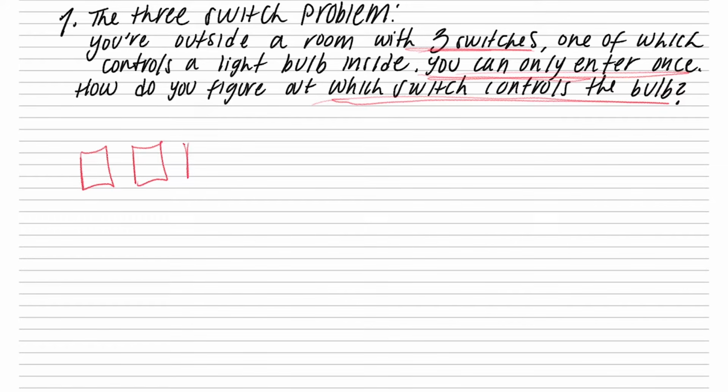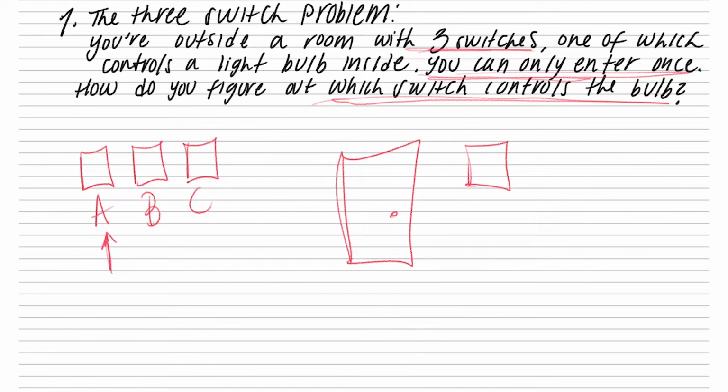So the 3 switches outside and the 1 switch inside the room. Just imagine that's a door. So we're gonna name this switch A, switch B, switch C. So like I said before, I'm gonna try every switch. I'm gonna turn on switch A first, then I'm gonna turn it back off. And then I'm gonna turn on switch B, and then I'm gonna leave switch B on. And I'm not gonna touch switch C.